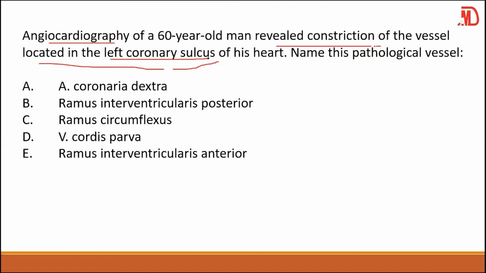The name of that vessel is the ramus circumflex, also known as the circumflex coronary artery. It is a branch of the left anterior descending artery, which runs within the left coronary sulcus.